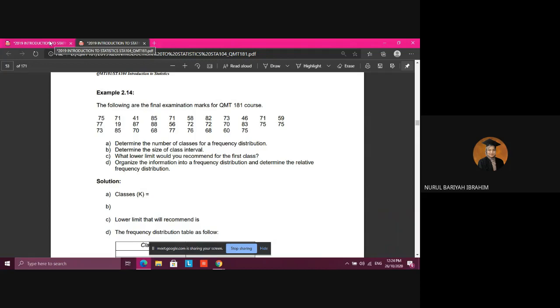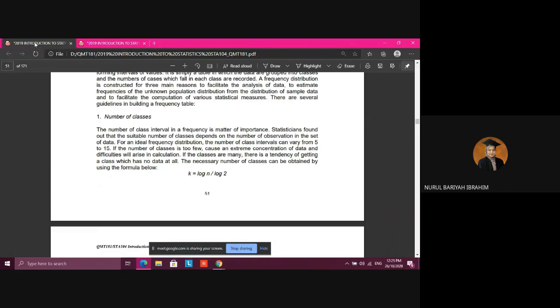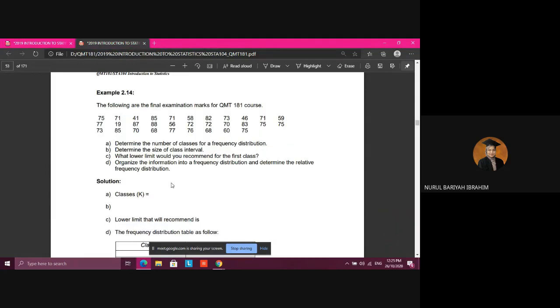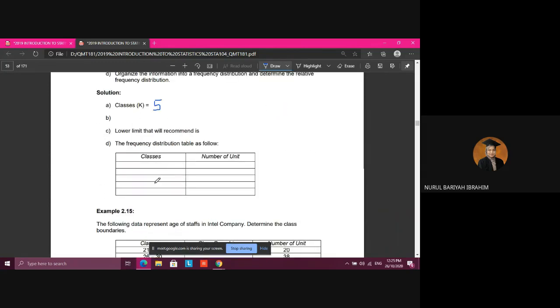Classes ni maksudnya dekat row. We will have 2 columns and several rows. So how many classes that we need to create? The formula is log n divide dengan log 2. So using your calculator, jumpa tak log? Log n, which is log 31 for this example, divide dengan log 2, then you will get 4.95. So we approximate kepada 5. Okay, number of class intervals that we need to create is 5. So we need the 5 rows here.